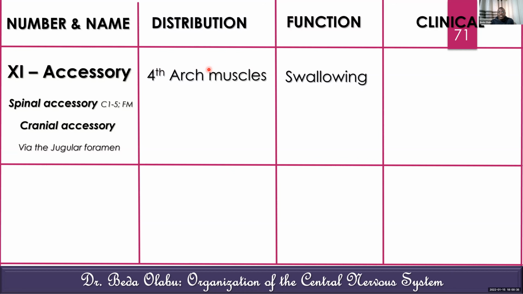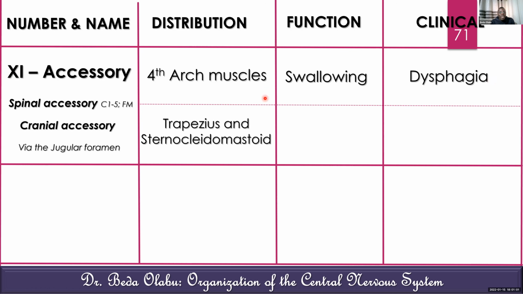That debate, we don't have to go into it. For now, we can say that the cranial accessory nerve exists, yes. And those fibers are the ones which go to the fourth arch, although we know that from outside, we see them arising from vagus nerve because cranial accessory joined the vagus nerve. If you affect muscles for swallowing, you definitely have difficulty in swallowing. The term given is dysphagia.